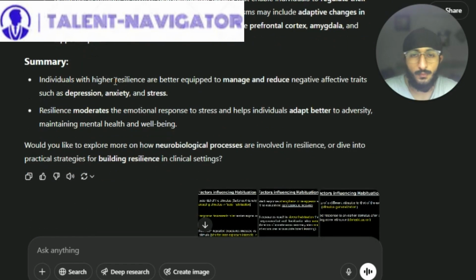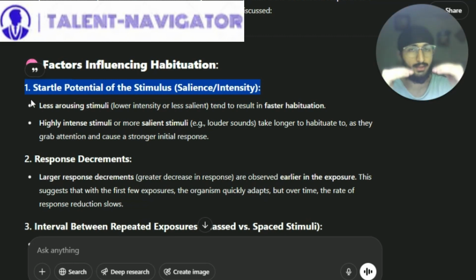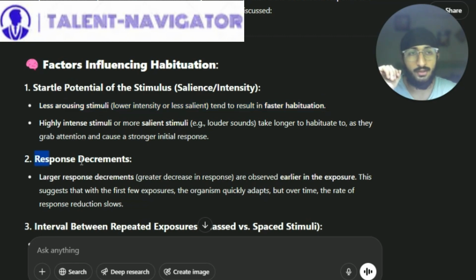And now we move on to factors influencing habituation. Firstly, the startle potential of the stimulus, which is its salience or intensity. Less arousing stimuli, basically lower intensity or less salient, result in faster habituation. High intensity or more salient stimuli, for example louder sounds, take longer to habituate to as they grab attention and cause a stronger initial response. It takes more time to get habituated to that louder sound. So high intensity or more salient stimuli have slower habituation, and faster habituation is for less arousing stimuli.